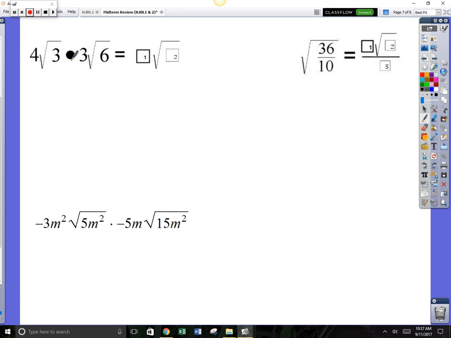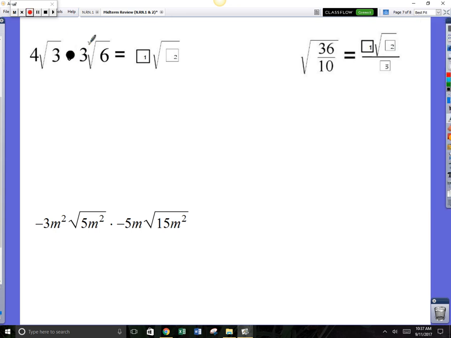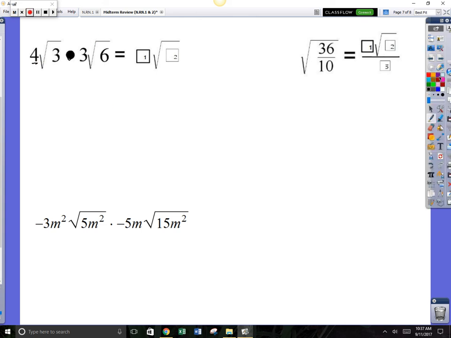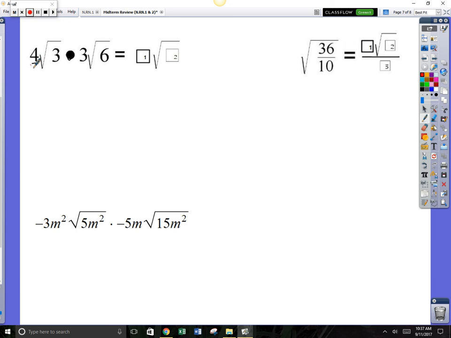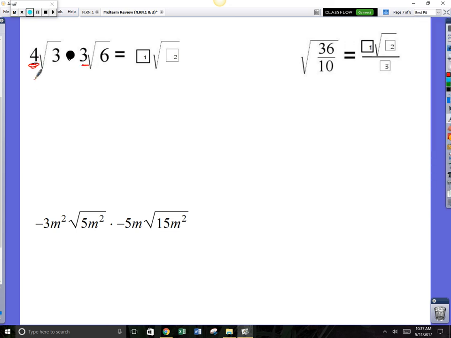Okay, multiplication problem. These are the best. These are the easiest, fastest, best ones to do. So timesing, you times the coefficients together. So times the 4 and the 3. So the 4 times the 3, that turns into a 12. And you times the underneath, the radicands together. So if you times the 3 and the 6, 3 times 6, that will create an 18.